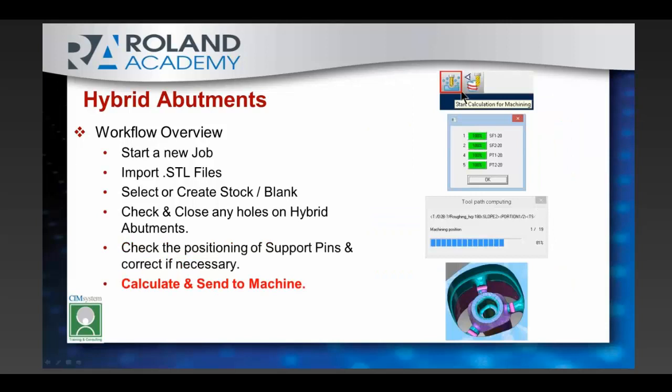The next step is, of course, to calculate it and send it to the machine. So this is the same as the process with any other case. The only differences that you have with your hybrid abutments is you're going to check and close any of those holes before you mill them, and you also want to check the positioning of the support pins.